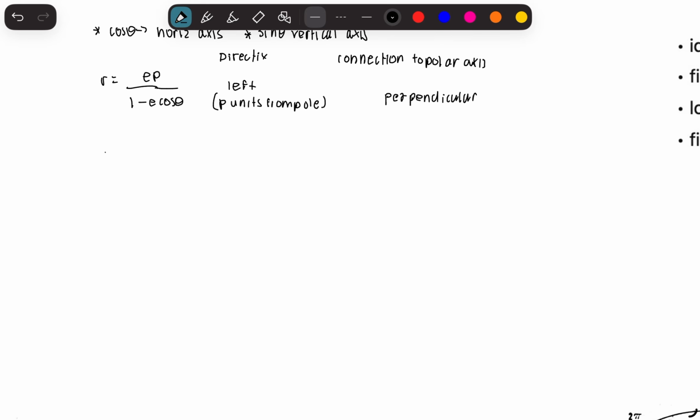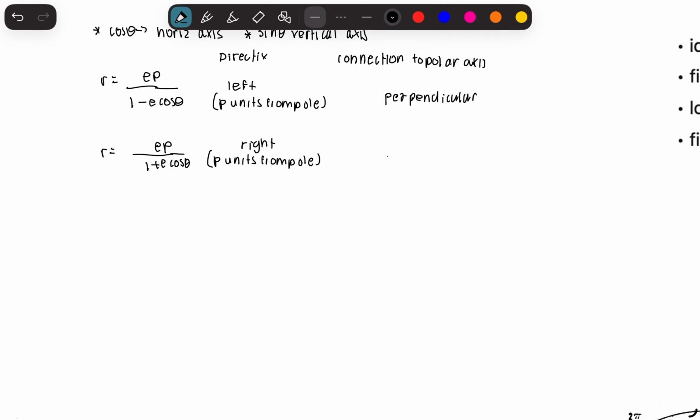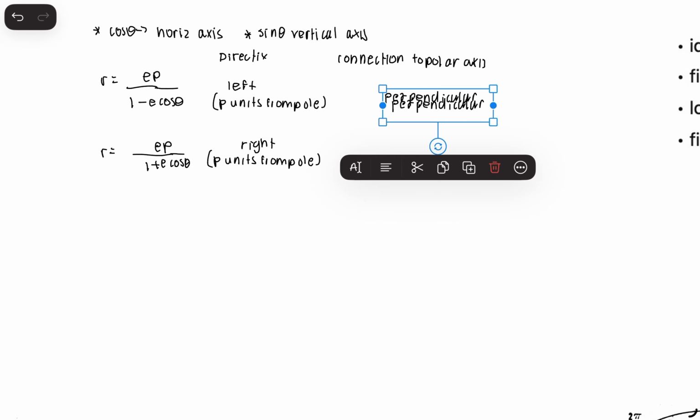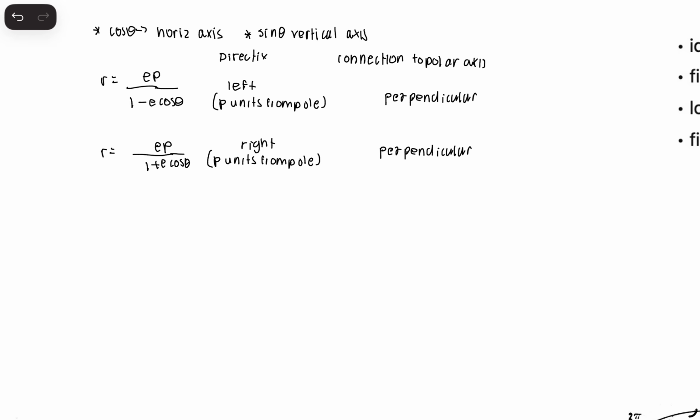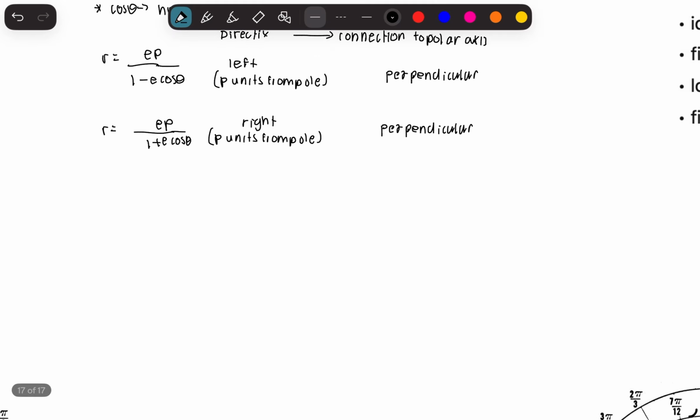Now, for our next form, we have r is equal to EP over 1 plus e cosine theta, and this is going to have a directrix that is to the right, p units from the pole, and it's going to have a perpendicular connection to the polar axis. So the directrix is perpendicular to the polar axis.